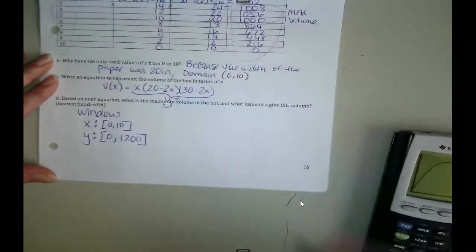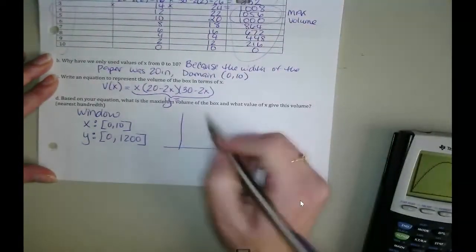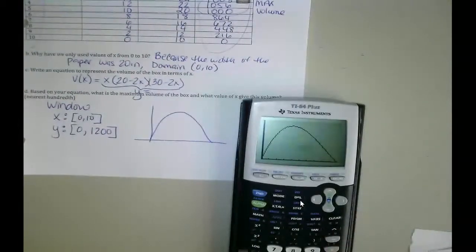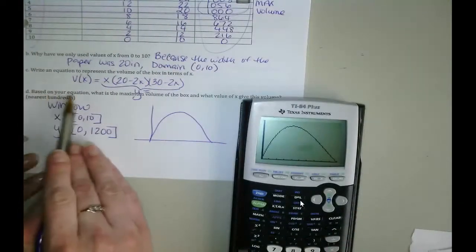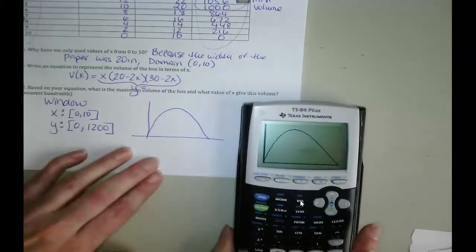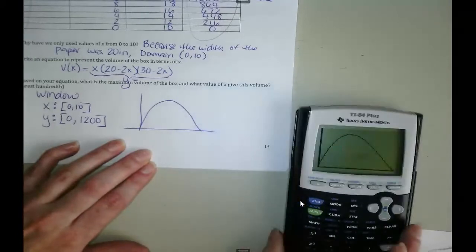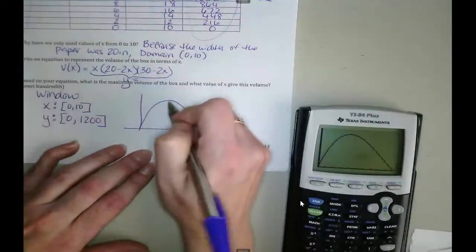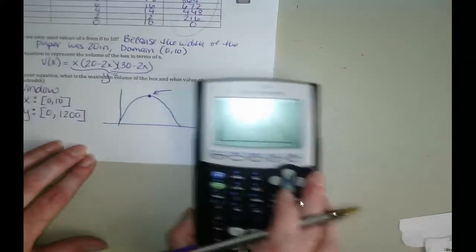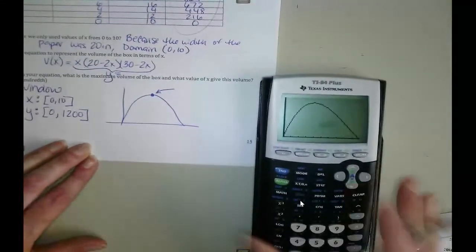There we go. I'm going to draw the little sketch of that. Just like a little mountain here. And it says, based on your equation, what is the maximum volume of the box and what X value would give us this maximum volume? So for us to find the maximum volume, which is going to be right over here, we are going to hit second trace. I'm going to try and not get that glare on the calculator.